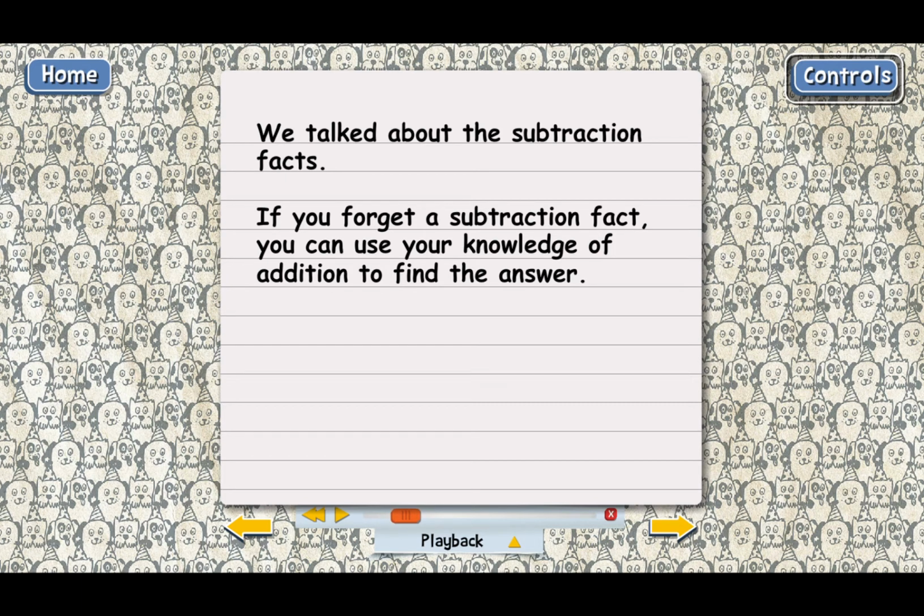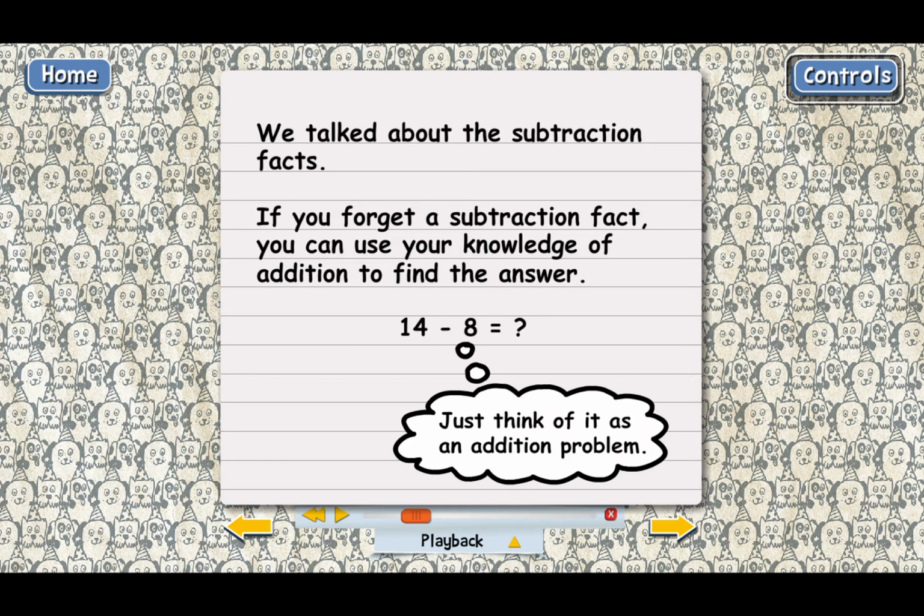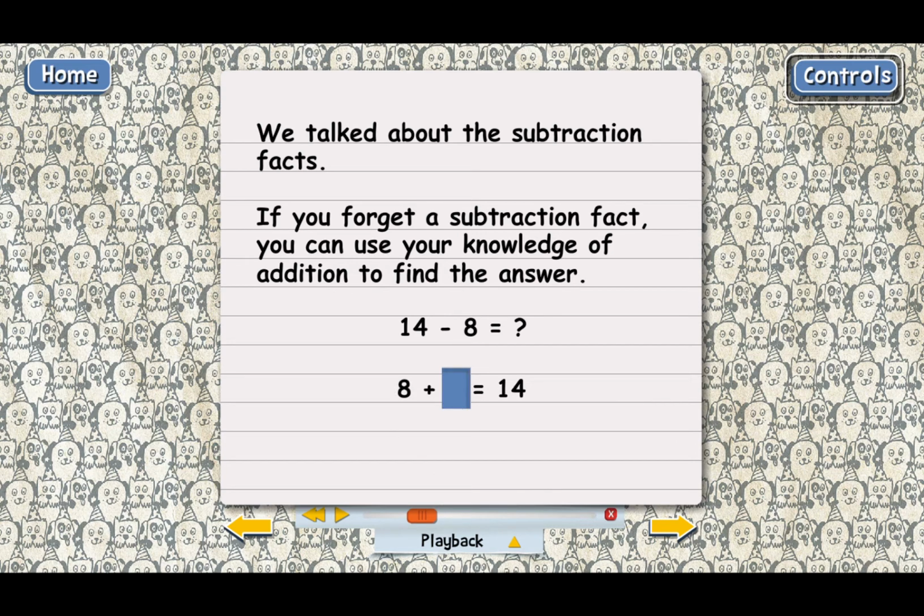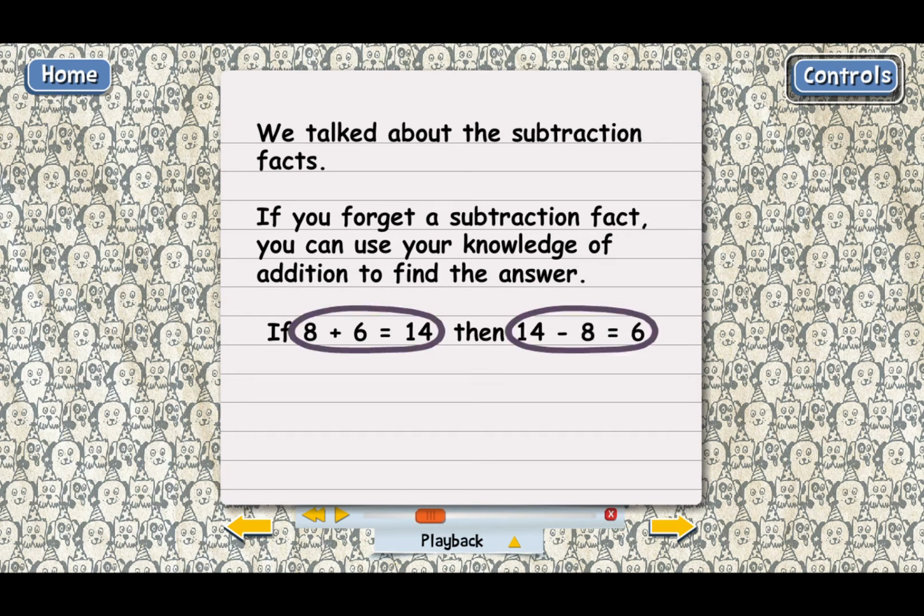What if you can't remember the answer to this subtraction, 14 minus 8? Well, just think about it like an addition problem. What number, when you add it to 8, equals 14? What's that missing number? Exactly right. But since 8 plus 6 equals 14, we know automatically that 14 minus 8 has to equal 6. Those two go together. That's how you can find the answer to a subtraction fact that you forgot.